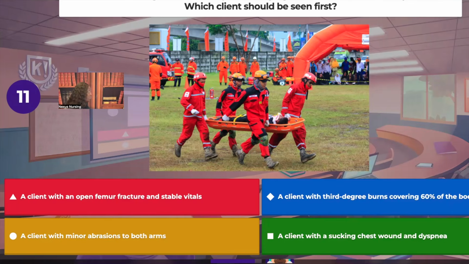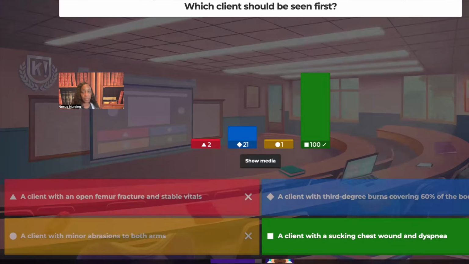You guys are doing great on the live. Very good. The client with a sucking chest wound and dyspnea. That's who you're going to see first. You're going to see that patient that has an immediate life-threatening injury or condition. That's what you're going to have to address.